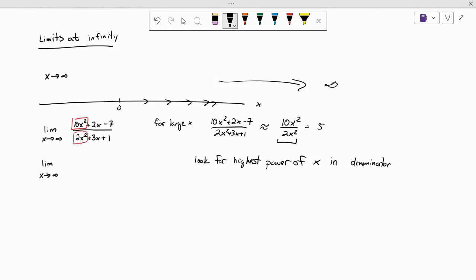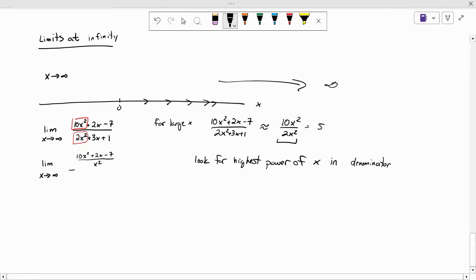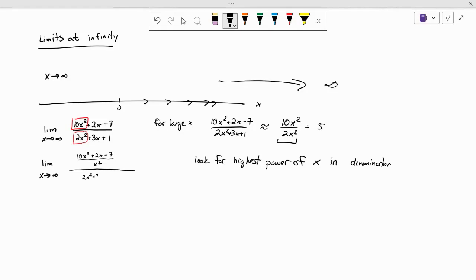Right. So the highest power of x in the denominator is x squared, and then what you're going to do is just divide both the top and the bottom by the highest power of x. So I'm going to multiply everything by x squared on top and bottom, right? So you're doing the same thing to the top and bottom, in terms of multiplication and division.